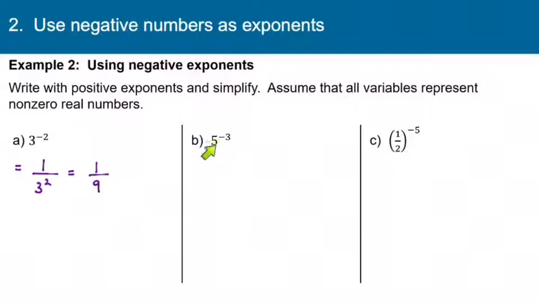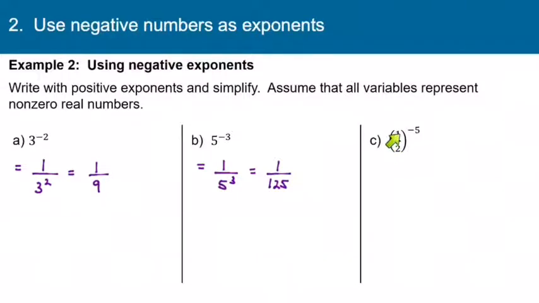Okay, here in part B, we have 5 to the negative third power. So of course, that can be written as 1 over 5 to the positive third power. And we know 5 to the third is 5 times 5 times 5. That's going to be 125. So this is 1 over 125.